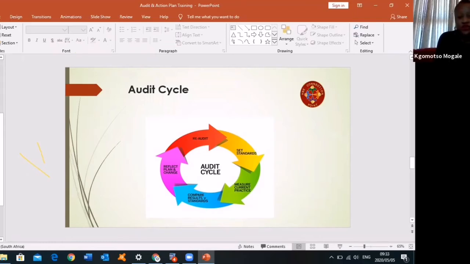Then the following arrow, the purple one, it reflects the plan and change. So after we have compared, then we have to have a plan. What are we going to do? Because we have identified any shortfalls in the system, shortfalls in the procedures and everything that we have observed during the audit, and how are we going to change it? How are we going to change, if there needs to be a change?